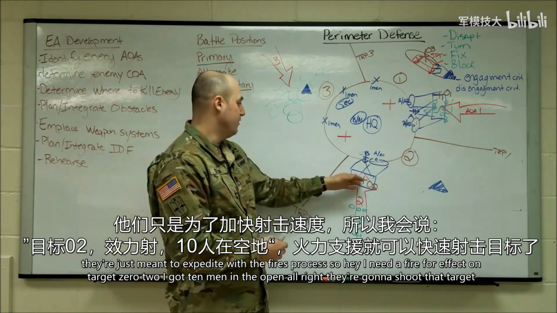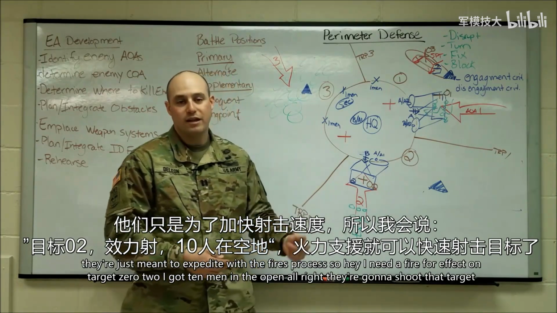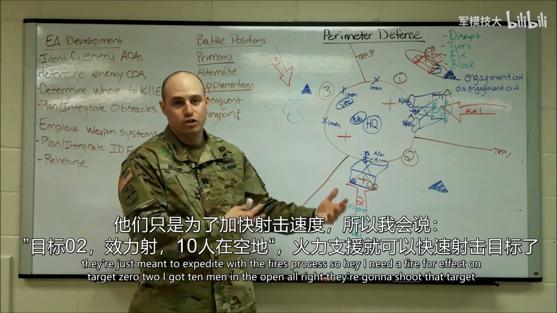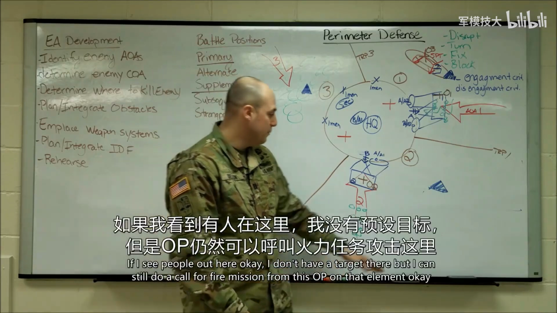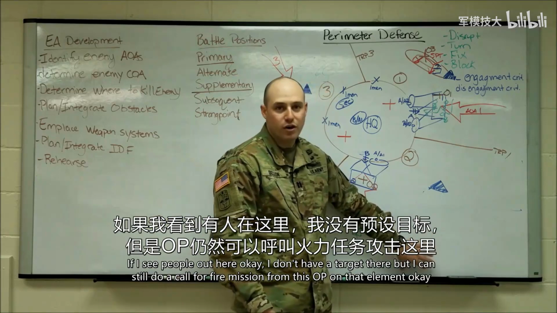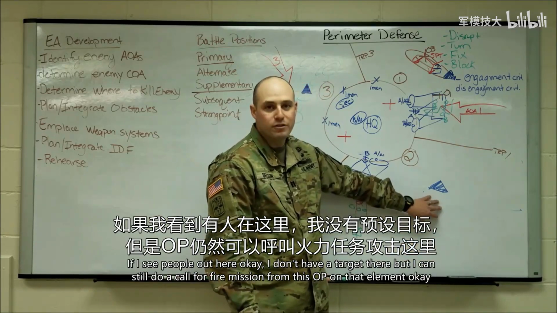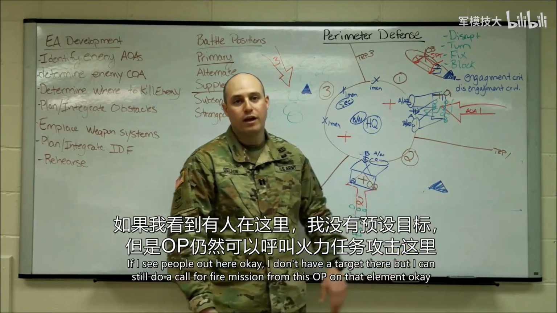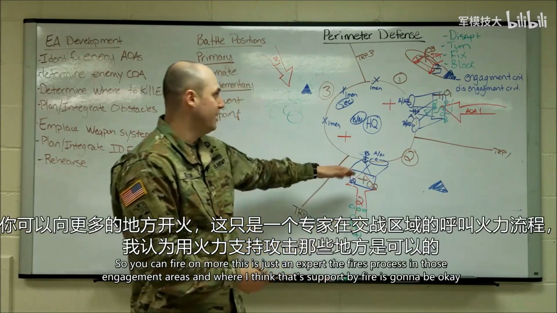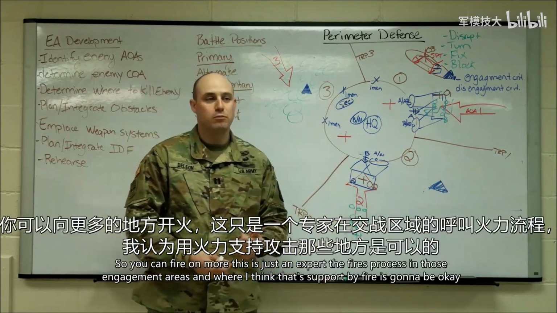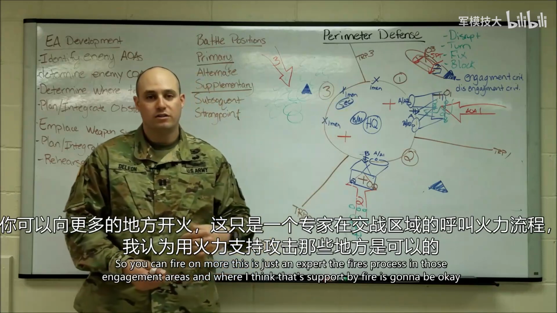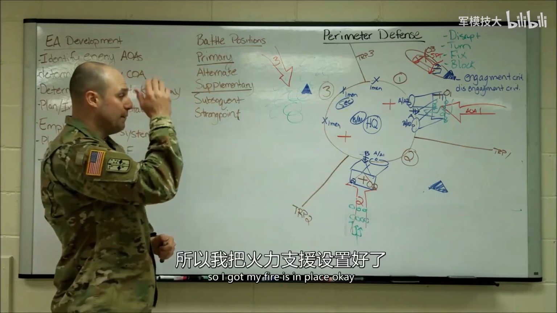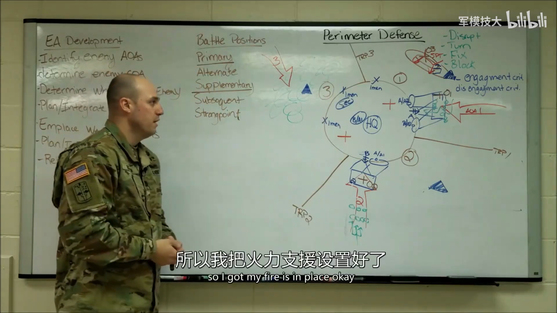process. So hey, I need to fire for effect on target 02. I got 10 men in the open, all right? They're going to shoot that target. If I see people out here, okay, I don't have a target there, but I can still call for fire mission from this OP on that element, okay? So you can fire on more. This is just to expedite the fire's process in those engagement areas and where I think that support by fire is going to be. Okay, so I got my fires in place, okay?